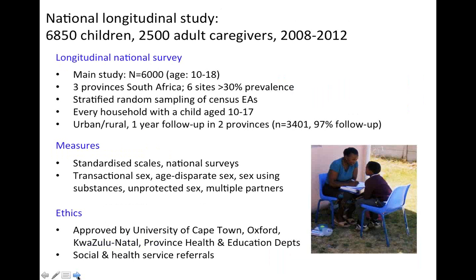But I'm also going to talk about some of the problems we had in a national longitudinal study that we did, which has had a lot of child protection work in it. This was with around 7,000 children and 2,500 of their caregivers all over South Africa. And we followed them up a year later and got a quite astonishing, to us, 98% retention rate. But I'll talk about some of the issues that came up.